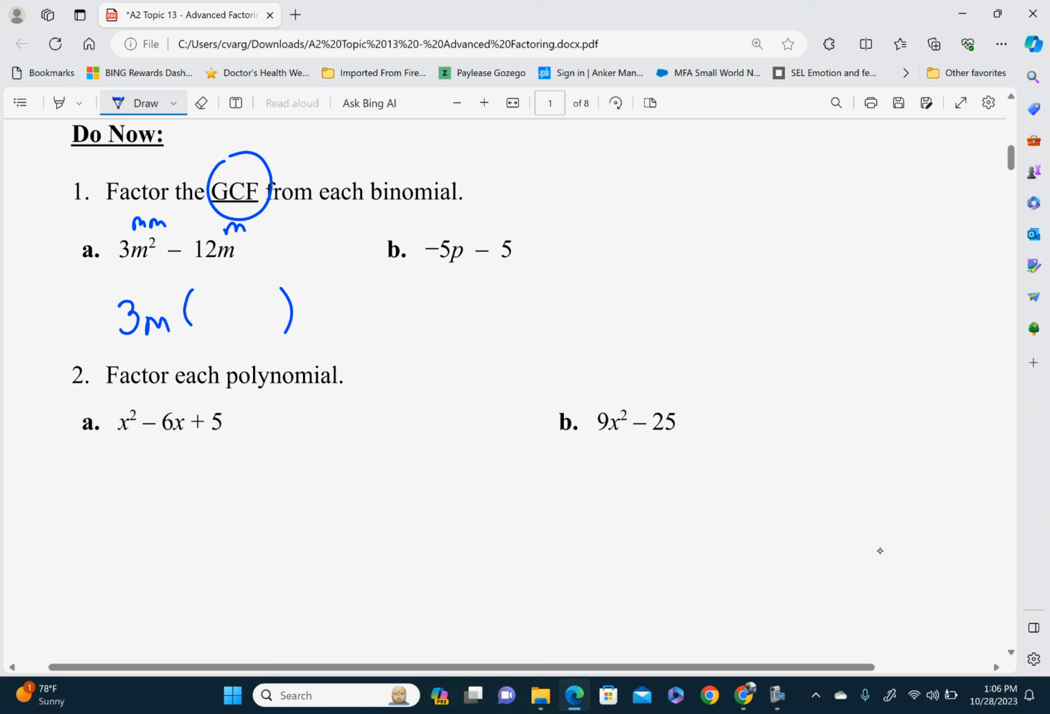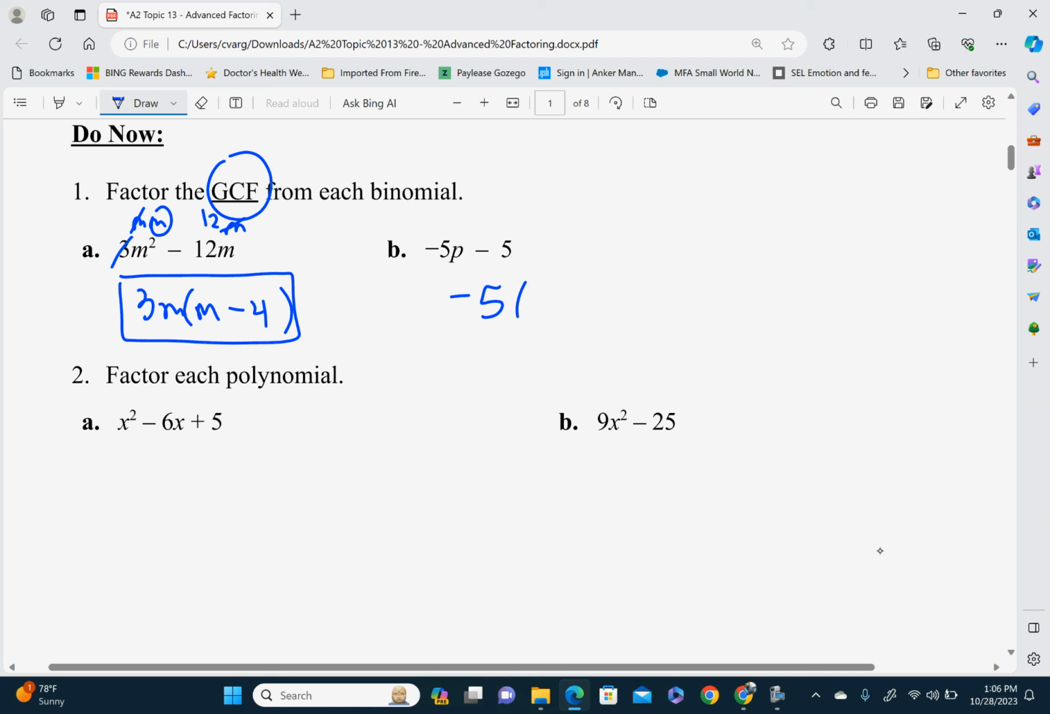And now I'm going to write down what's left, right? So if a 3 is gone, and an m is gone, I have 1m left, so that m is going to go here. Then I have a minus sign, and over here I have 12 divided by 3, which gives me 4, and the m is gone, right, because it's already over here. So my final answer is going to be 3m parentheses m minus 4. Done. Okay. Here, what is common?